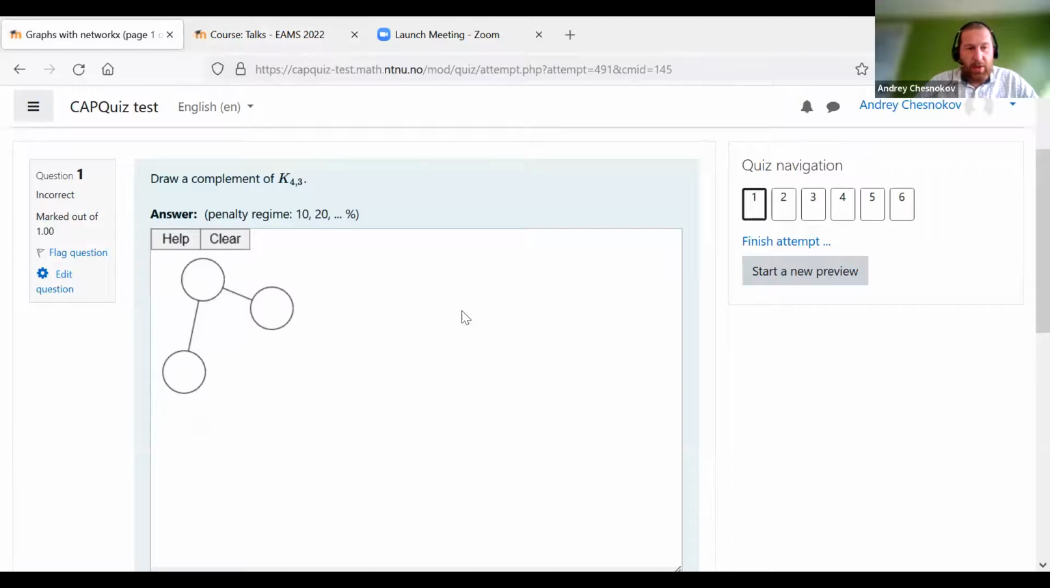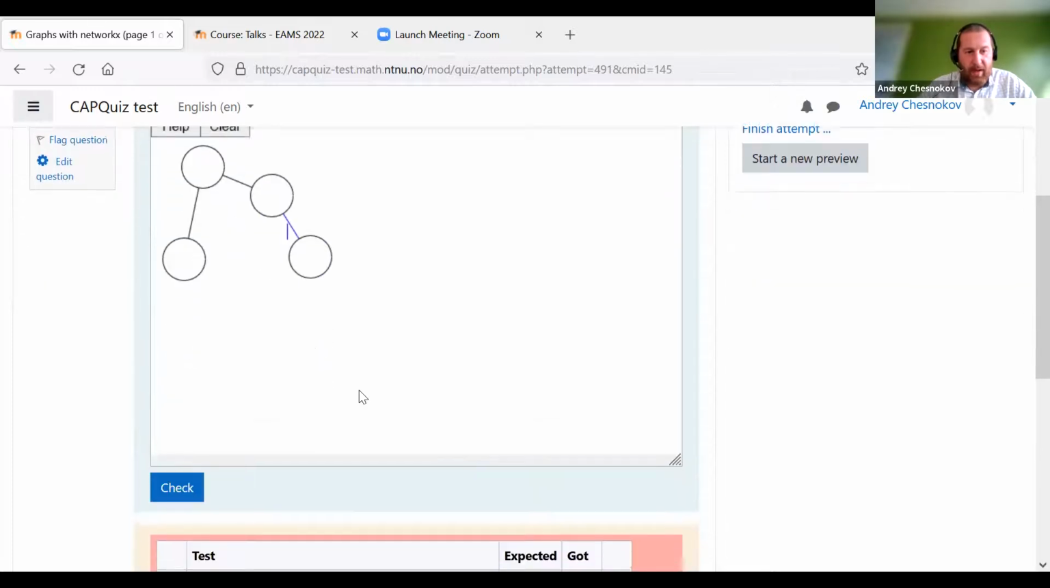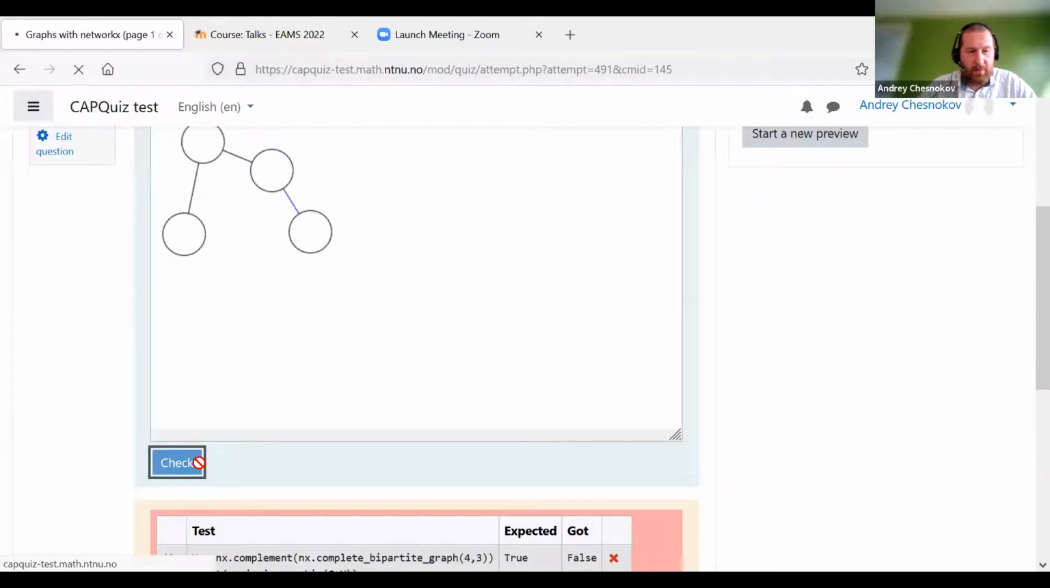So the first question: draw a complement of complete bipartite graph, where the first part has 4 and the second one has 3 nodes. So drawing is very easy. I just click like this, and when I shift click, I make an edge, and then it's done. And then I can do check.